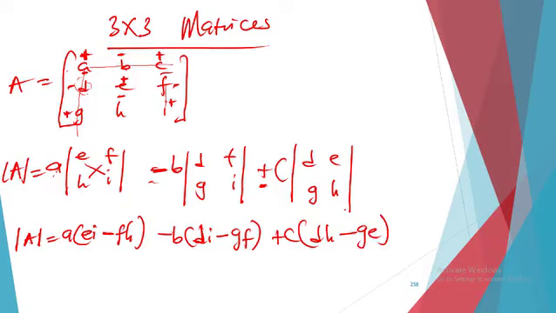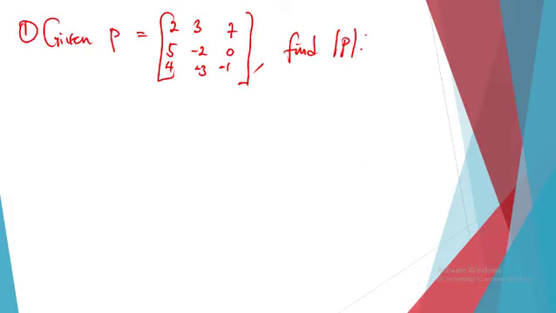So let's quickly take some examples to explain that better. Question number 1 on the screen. Given P to be equal to the matrix 2, 3, 7, 5, minus 2, 0, 4, minus 3, minus 1, find the determinant of P. Let's start. First of all, this is a 3 by 3 matrix.